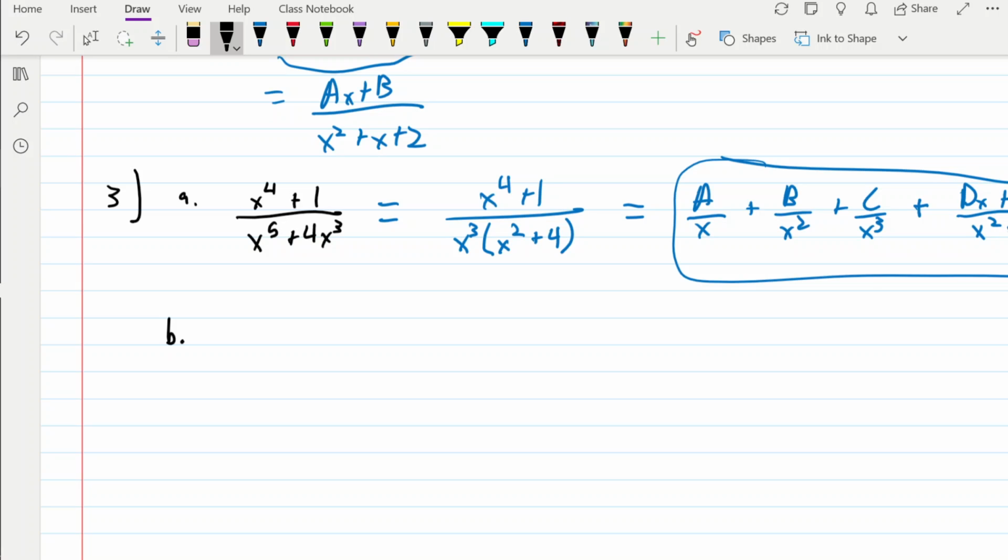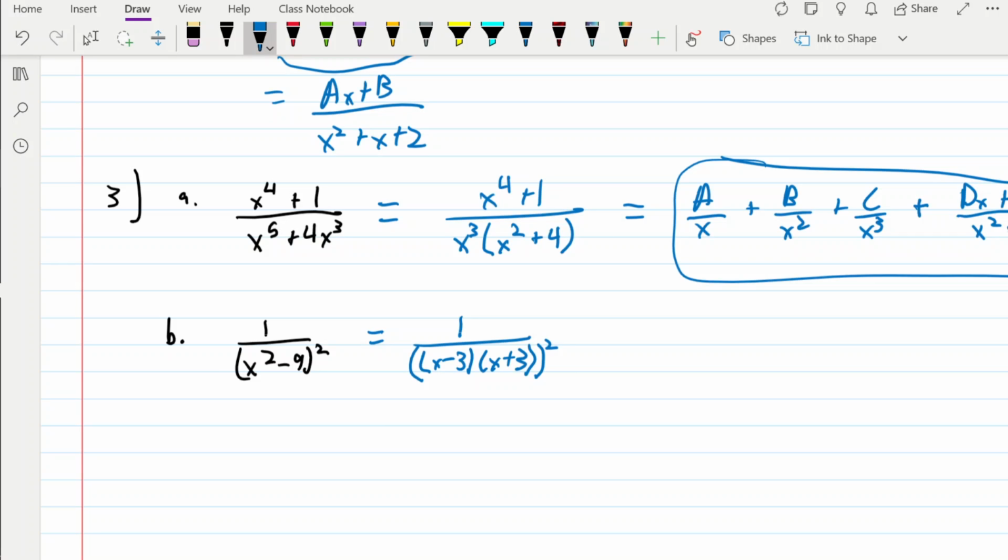1 over x squared minus 9 squared. So this is going to be, so we can first factor out the bottom. So it'll be 1 over x minus 3, x plus 3. And then all of that is squared.